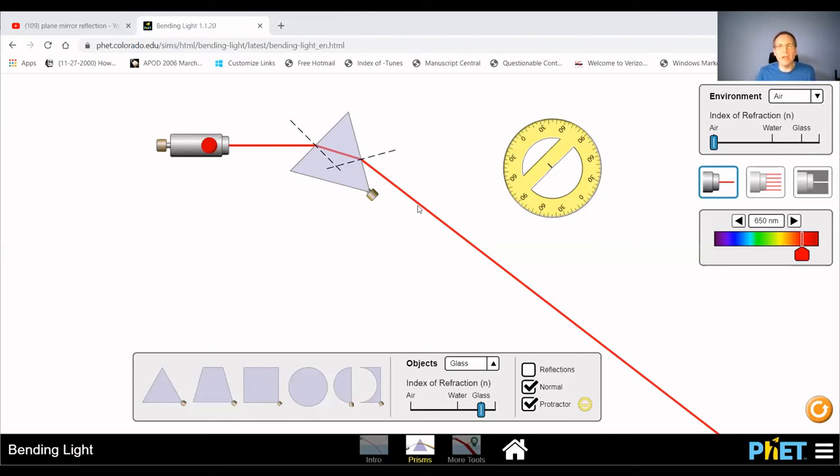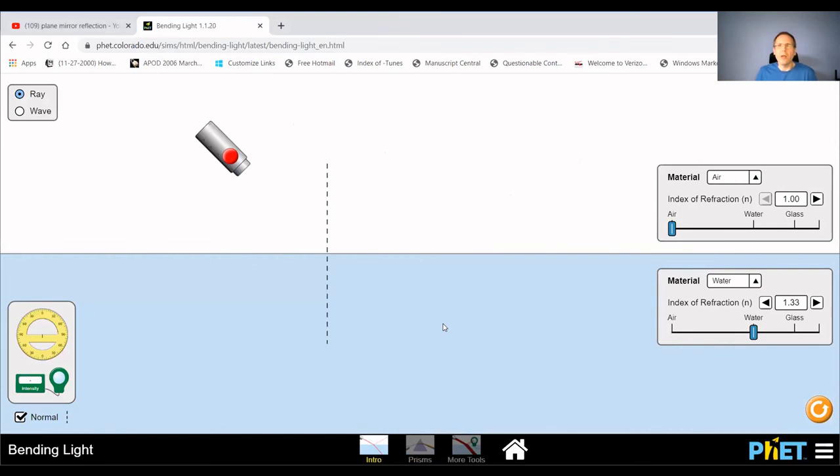Okay, so basically it's the same simulation, except now instead of prisms, we're going to go to intro. You can do it on the bottom here, or you can just back out of this. So you want to go to the intro part now. Here, this material in the white is going to be air, and the one in the blue is going to be water. That's the default, so make sure that you keep that. So air into water. Now we can vary the angle, right, of this laser beam. So here's the laser beam.